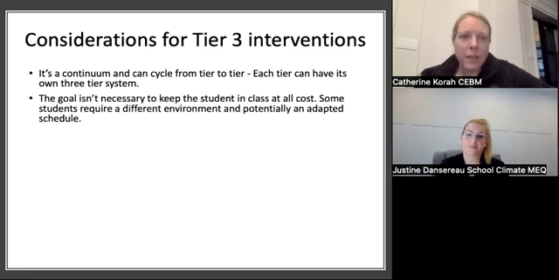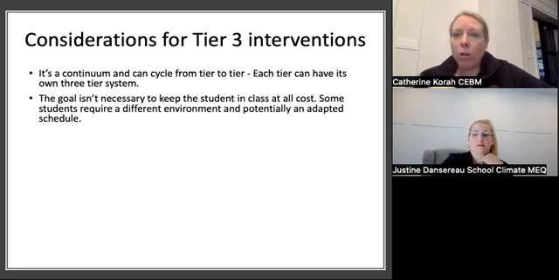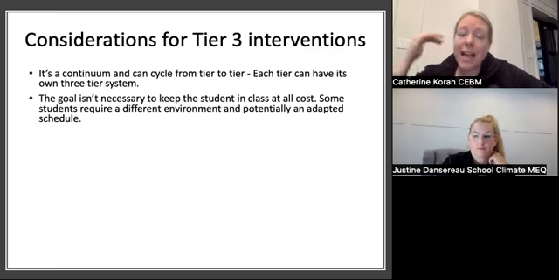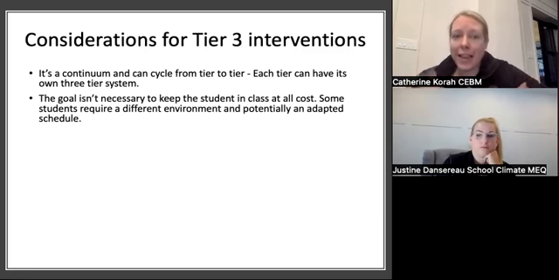Absolutely. And so the goal isn't necessarily to keep the student in the class at all costs, especially when we're thinking about tier 3 students. We oftentimes come to the realization that students at that level really have a hard time functioning in the classroom. And success doesn't mean that they need to stay in the class at all costs. It could be that we set up different types of adapted environments for them in the school. They could even have an adapted schedule where they're at school part-time. There are so many different variations that we could set up for the student, and that we as adults can feel that what we're doing is successful.